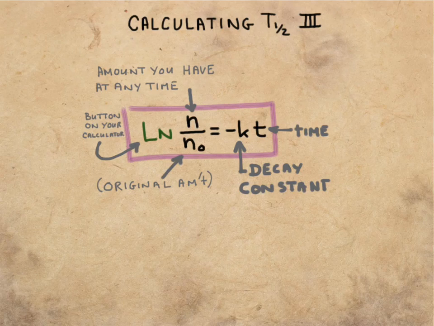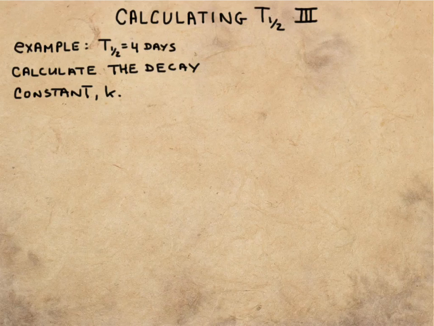All right, so let's take a look at how we might use this equation. It looks a little threatening, but honestly, it's not too bad. Let's suppose that we are given some information about a material, and we're told that we have a substance which has a half-life of 4 days, and we need to determine the decay constant. So first of all, we would write out the equation: the natural log of N over N naught is equal to negative k times t.